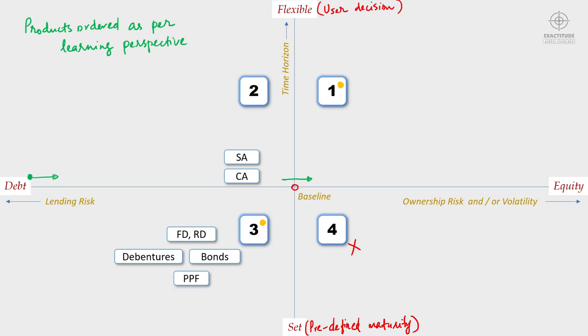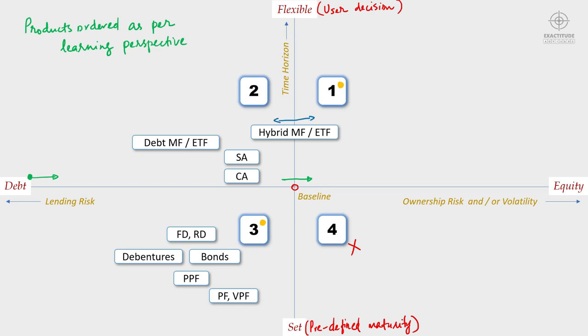This is followed by PPF, which can be opened by anyone, and PF and VPF, which can be opened by employees. Now we move to the flexible maturity side with debt mutual funds or ETFs, followed by hybrid mutual funds or ETFs, which is a mix of debt and equity instruments.